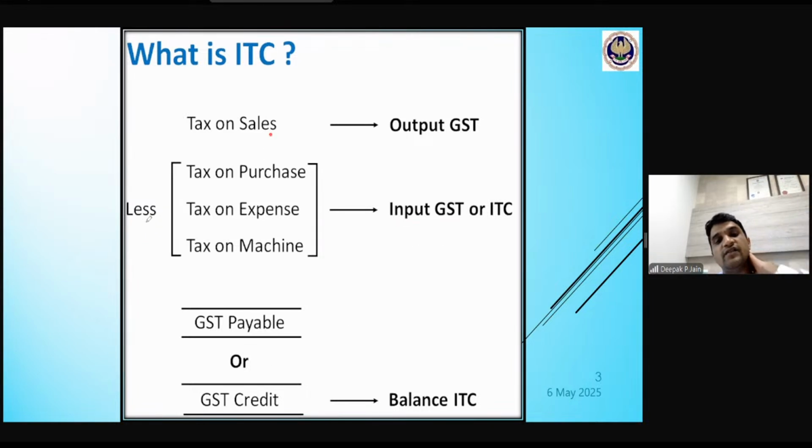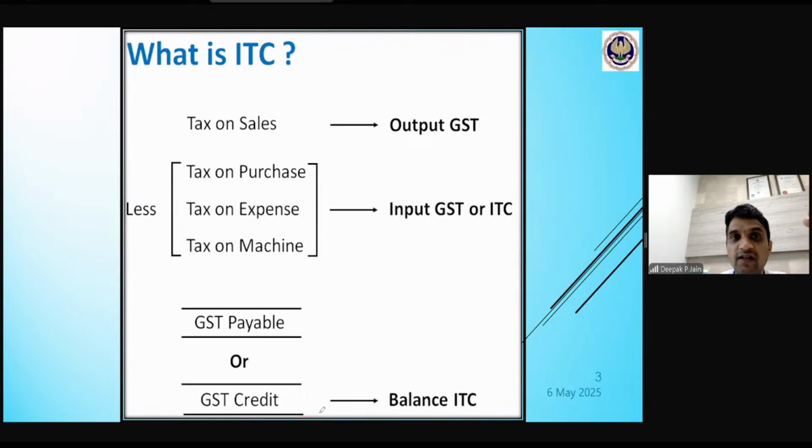So from our sales, we reduce the ITC. From the sales, I will reduce the ITC, and the balance is GST payable. Okay, this is clear. Sales minus ITC gives GST payable. Now, what is this GST credit? We have said input tax credit. Now, what is this GST credit?